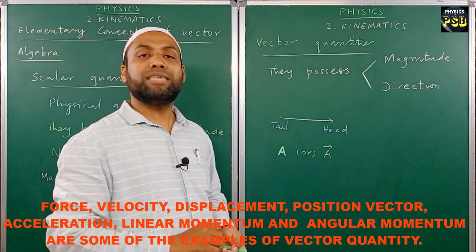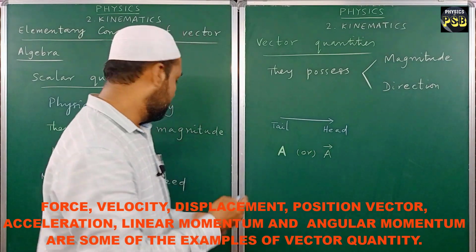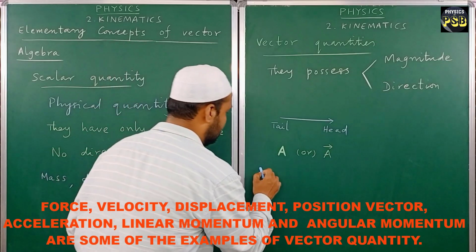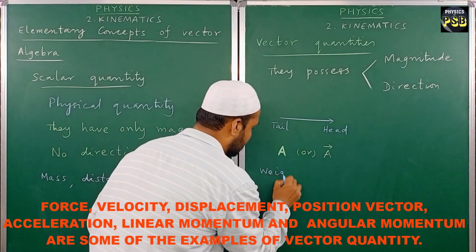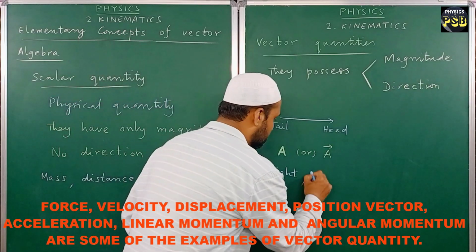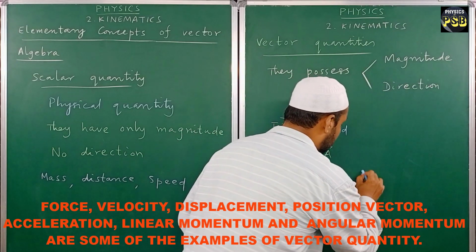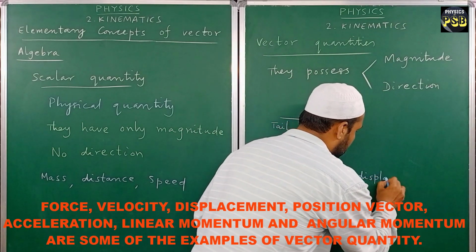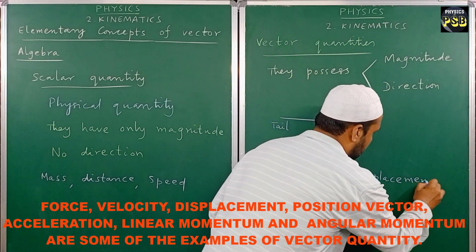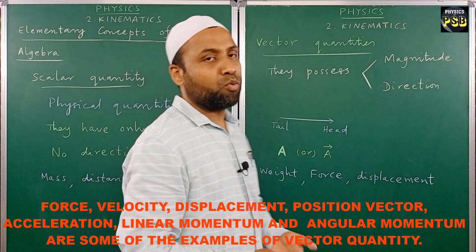Now I will give certain examples of vector quantity. So we have weight. Weight is a vector quantity. Force is also a vector quantity. Like we have displacement. Displacement is a vector quantity. Like that we have a large number of vector quantities.